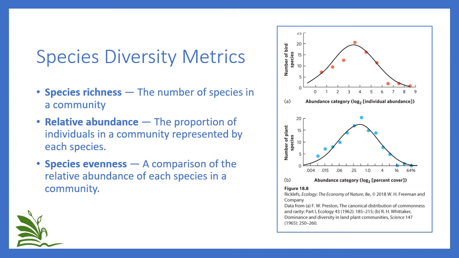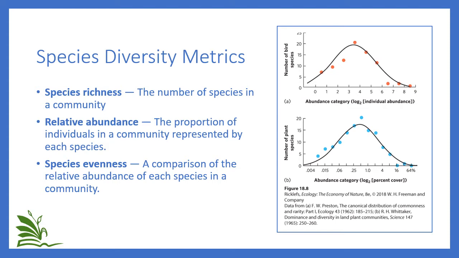And so another important metric that we use to characterize communities is the relative abundance of each species. And that is reflected in the proportion of individuals in a community represented by a species. So are there thousands of garlic mustard out of 1,001 individuals within a community? Maybe there's 1,000 garlic mustard and one maple tree. So then you would see that the relative abundance of that community is really skewed towards one species.